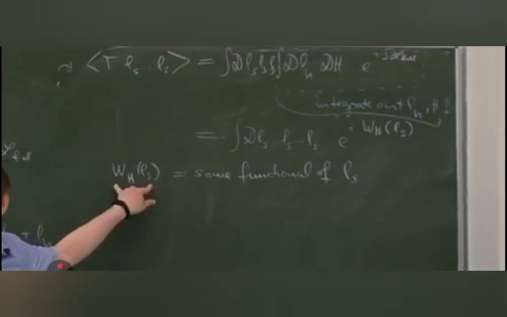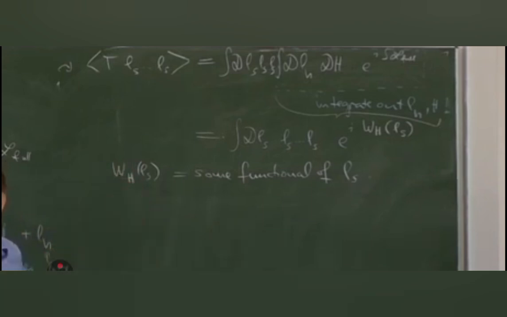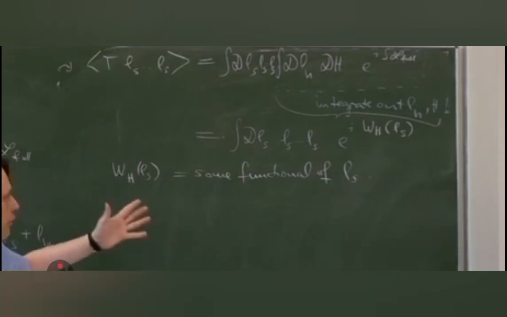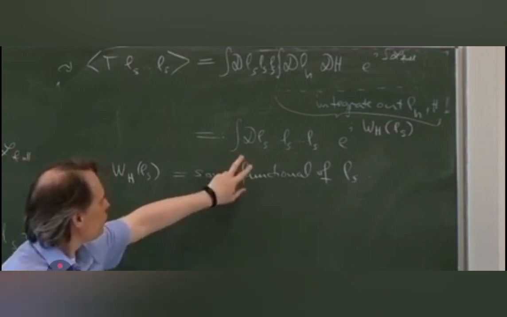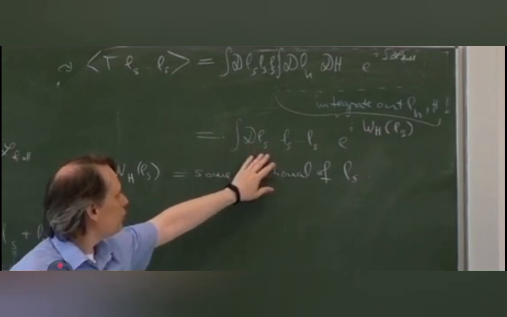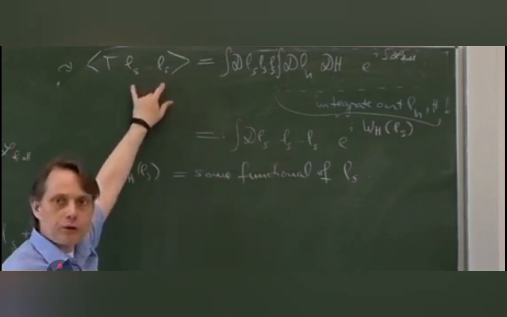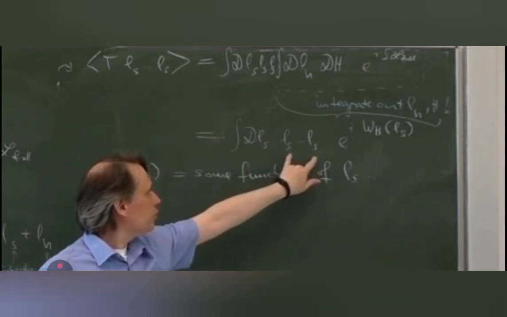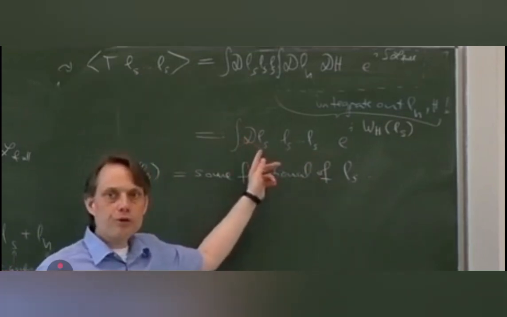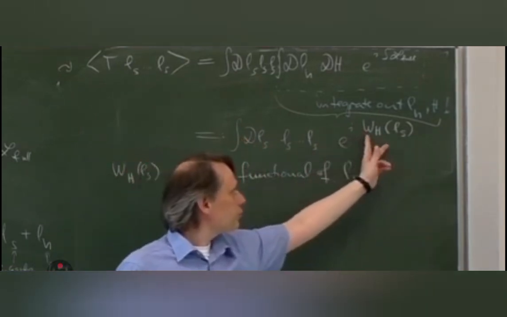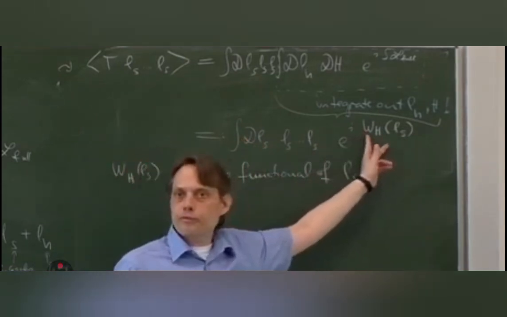Very nice. So this looks like an effective field theory already, and this W_H of L_S would be the action of the effective theory, and then we are basically already done with a small issue, but essentially we can already say that we can calculate our Green function that we want in an effective theory where the path integral contains only the L_S field variable, and the action of the effective theory is the W_H of L_S.